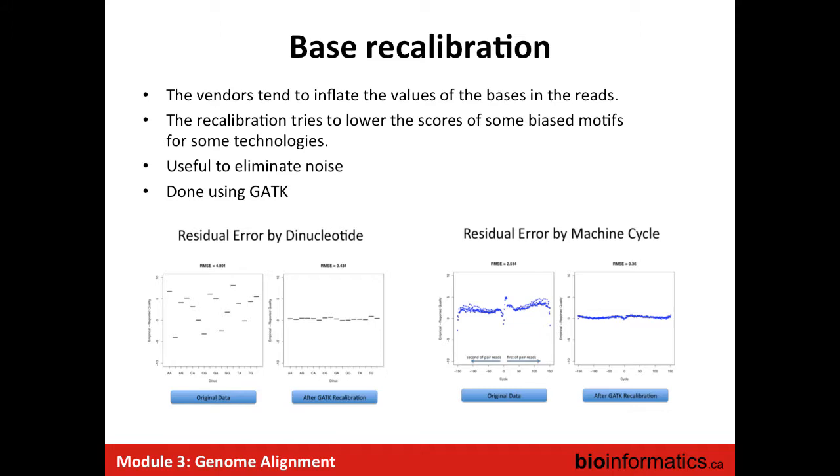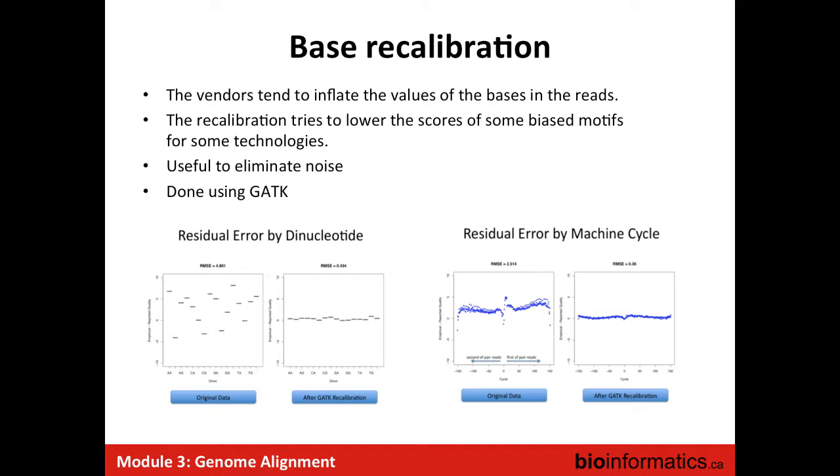Another improvement on your alignment you need to do is the base recalibration. So why do we do that? Because when you do sequencing, the vendor tries to inflate the value of the base quality. And also because the value of base quality is biased first by the position of the read. You see that you have a decrease at the end, and by the genomic context. Because when you have different bases, the polymerase does not work at the same speed, so you will see more errors depending on the genomic context of your base.